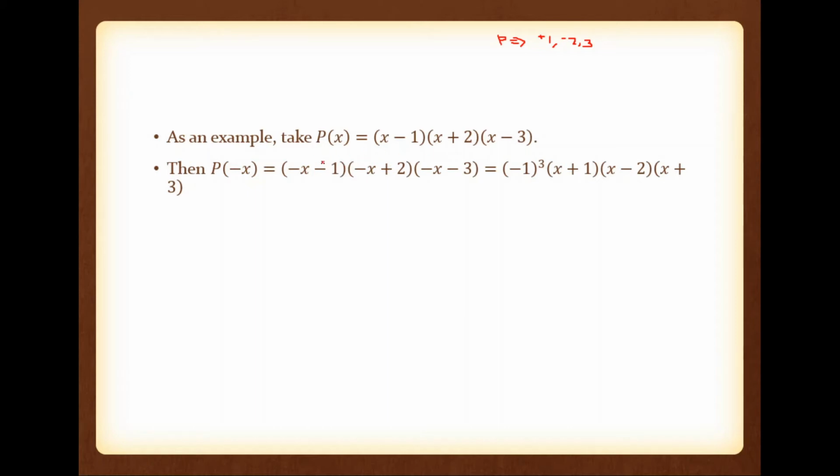If you are taking minus 1 from this bracket, what do we have? Minus 1 into x plus 1. From this one we have minus 1 into x minus 2. Here we have minus 1 into x plus 3. So we have three minus 1s, so minus 1 raised to 3 into x plus 1 into x minus 2 into x plus 3. So p of minus x is equal to minus 1 all raised to 3 into x plus 1 into x minus 2 into x plus 3.